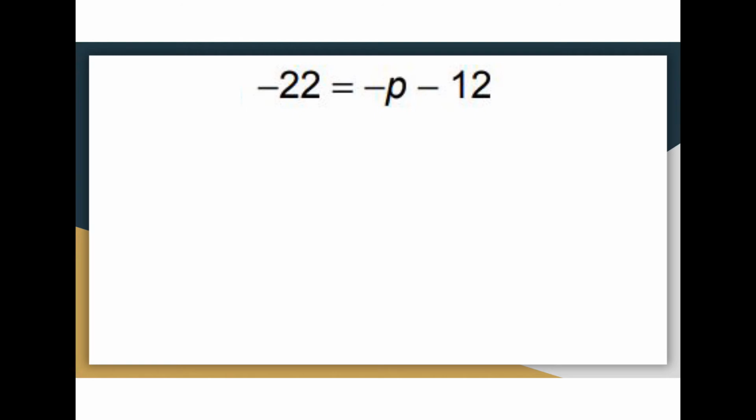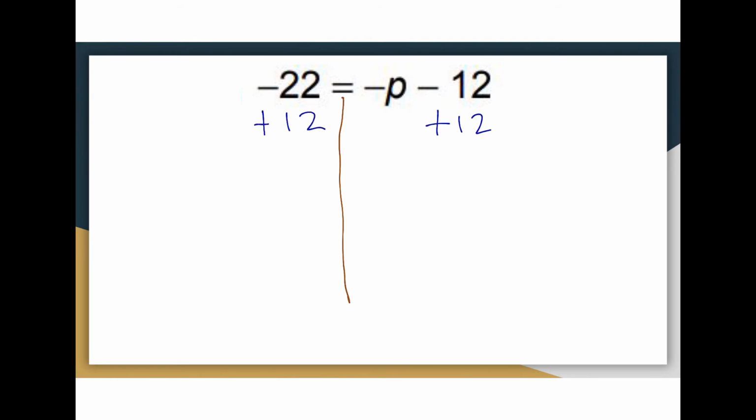All right, here's another practice problem here. Once again, we want to get the variable by itself. So we want to get p alone. So we want to kind of move over things that we need to. Remember, we have our two sides of the equation with that equal sign. So the first thing I know is something is being subtracted. 12 is being subtracted. So I'm going to do the opposite, and I'm going to add 12 to both sides.